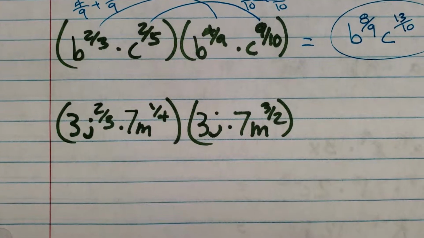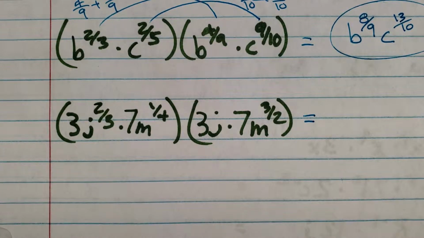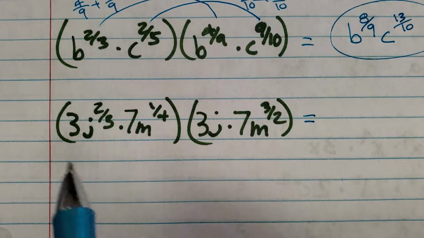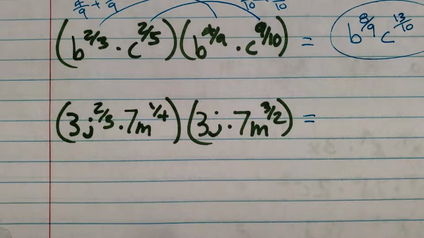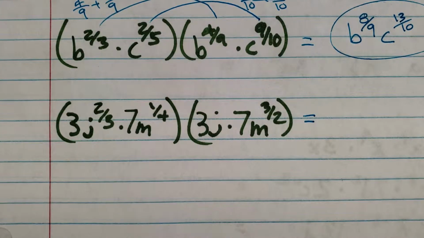Oh, man, look at this one. This one looks like some hieroglyphics or something. Big kids, little kids. Here we go. 3 times 7 times 3 times 7. It's basically like 21 times 21. So let's see what that is. 21 squared. Oh, 441.